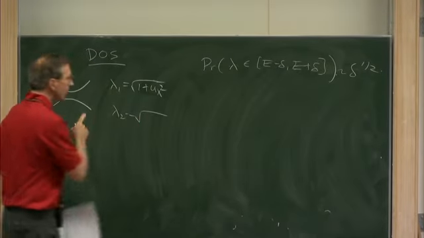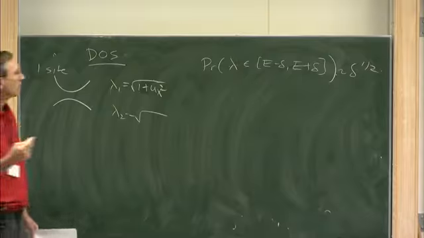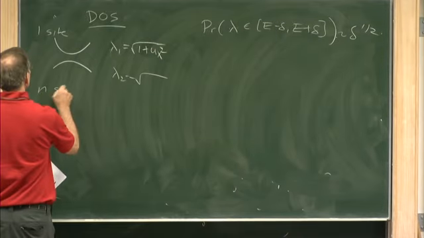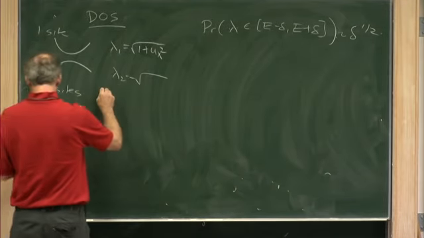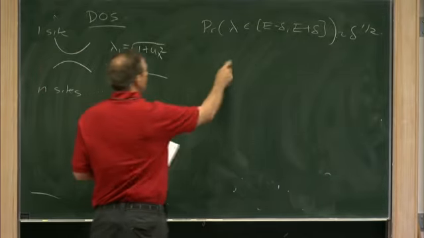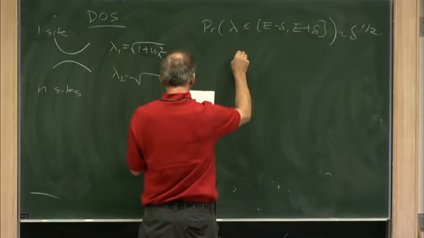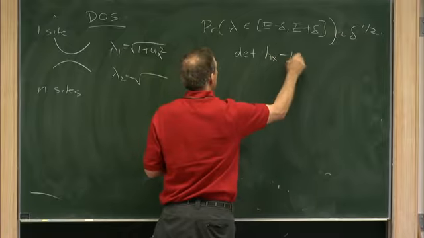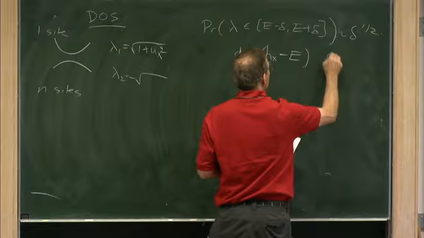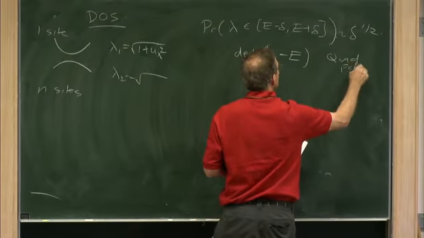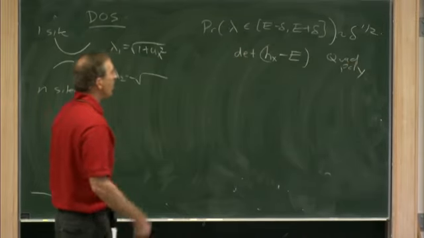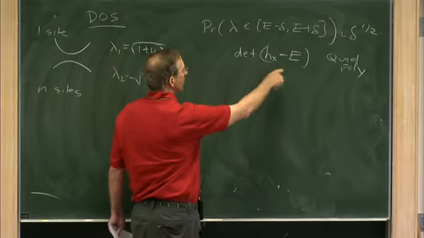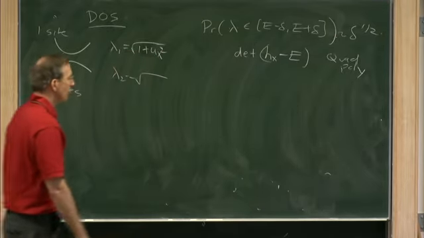Okay, well that's a single site. What if I had n sites? By the way, one way to see this, I mean it's obvious from the picture, but one way to see this is if you look at the determinant of hx minus e, this is a quadratic polynomial. And so the probability that this is smaller than anything goes like the square root at worst.